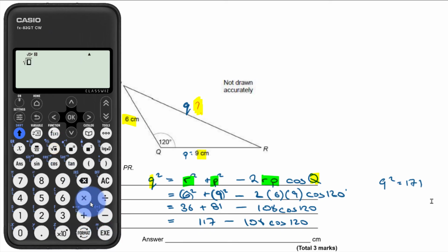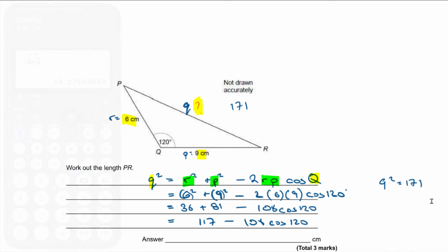You know, if you had 171 on that diagram, that triangle was never going to meet up, is it? So 6, 9, and 171. That's definitely not right. So just root that as your answer before you write down your final answer. That comes to 3 root 19 or 13.07. I'm going to round it off to 13.1. So q equals 13.1. That's my final answer, 13.1.